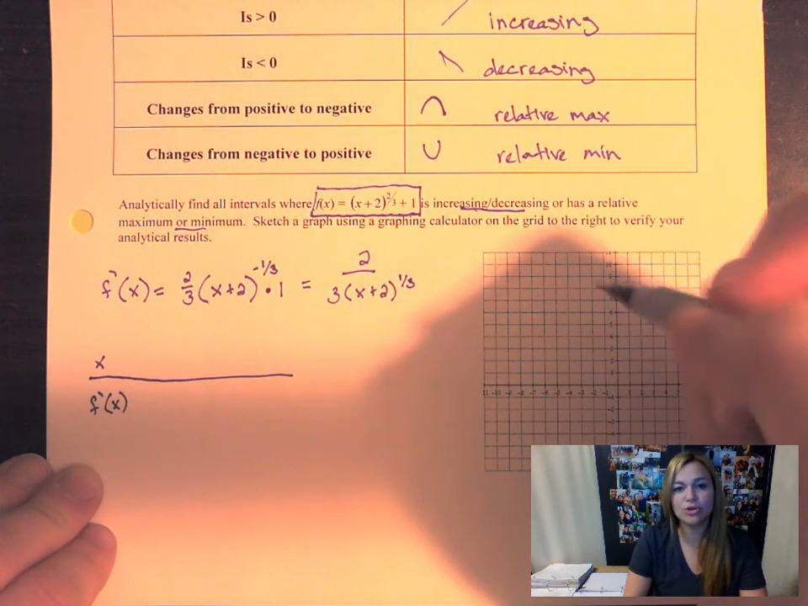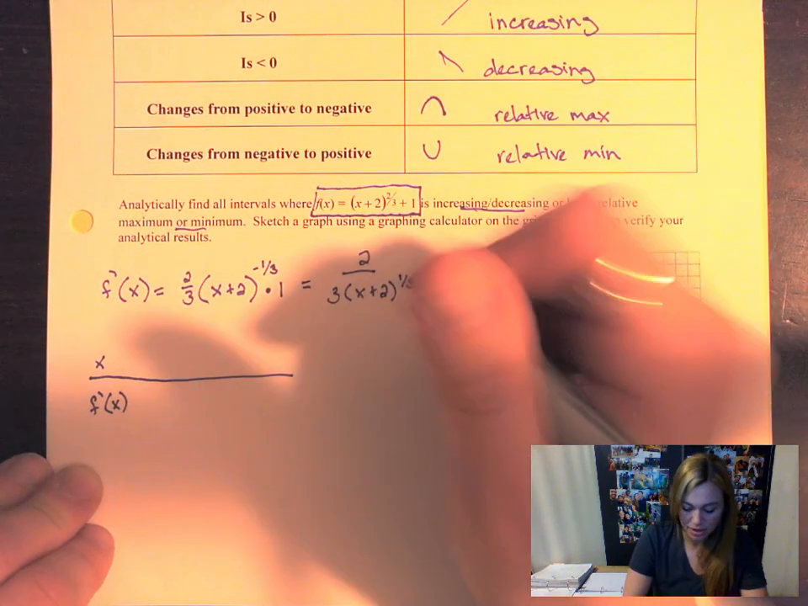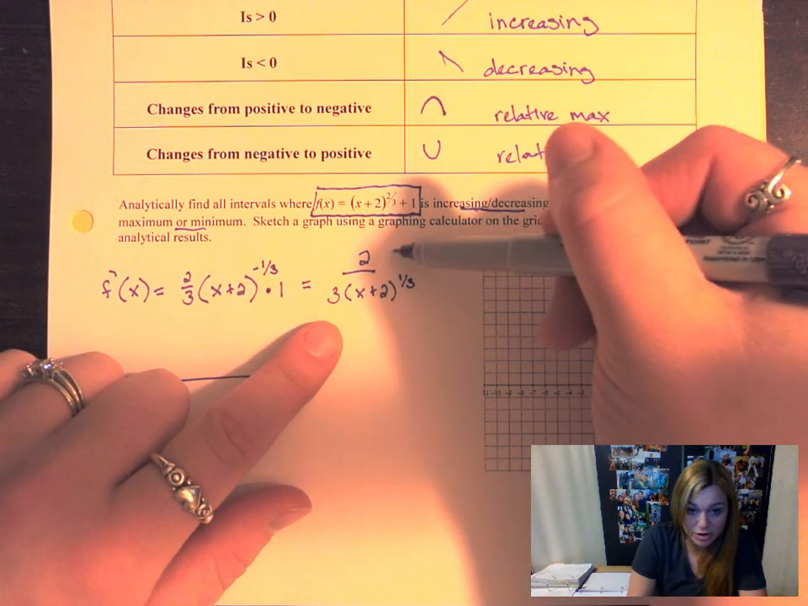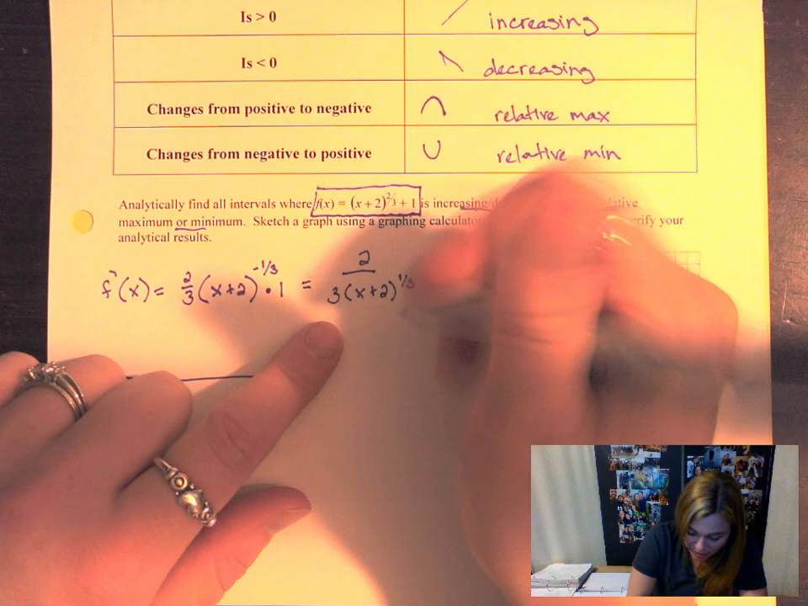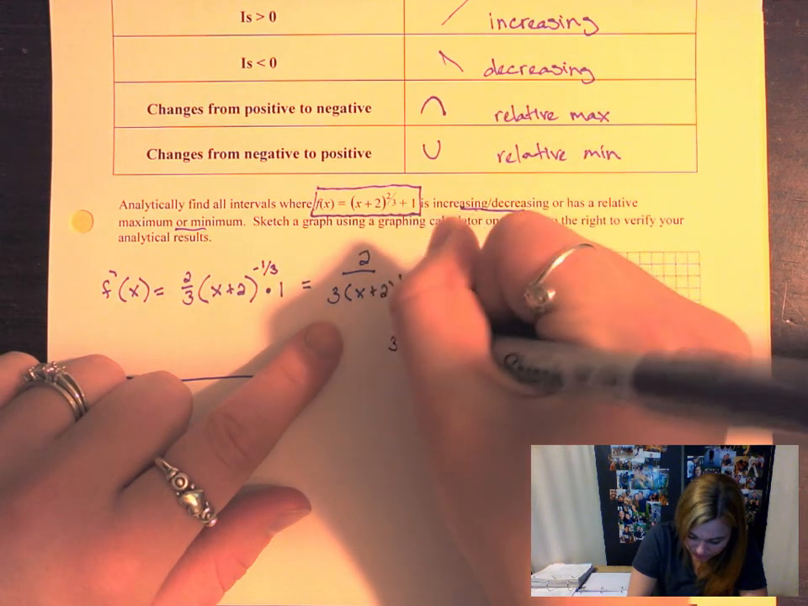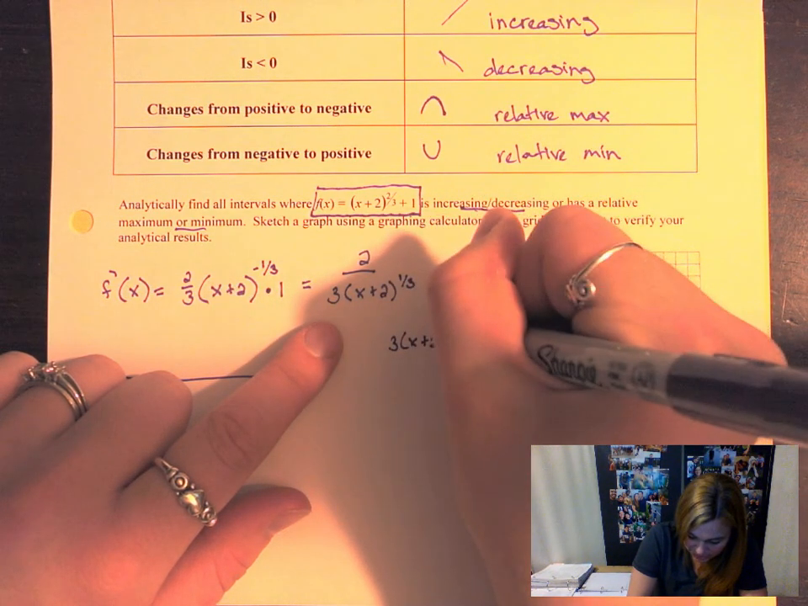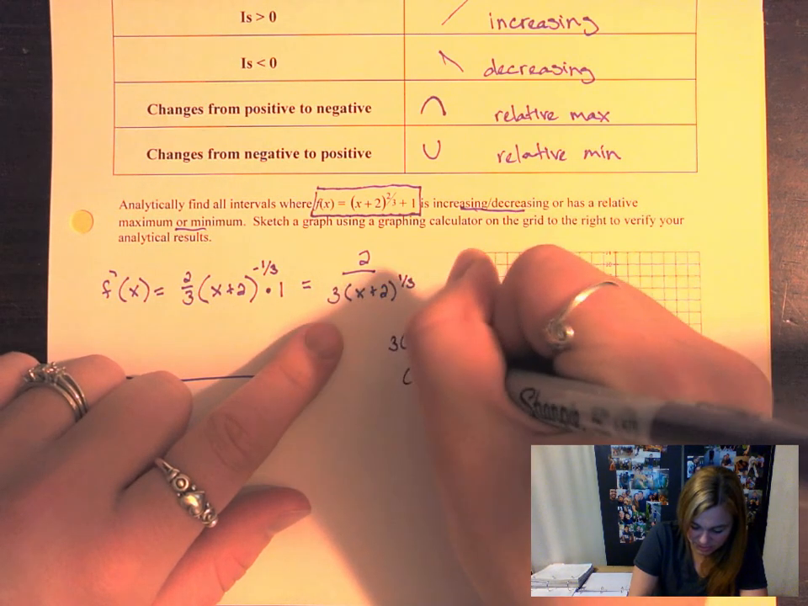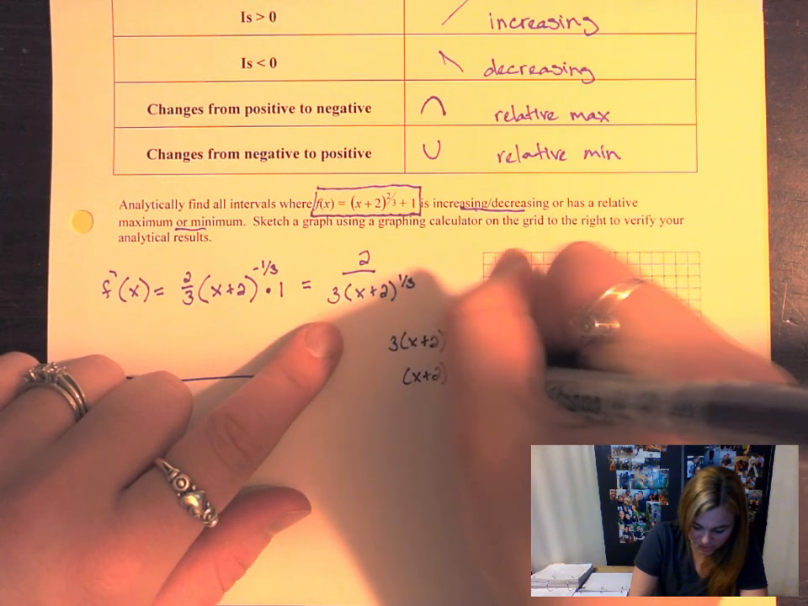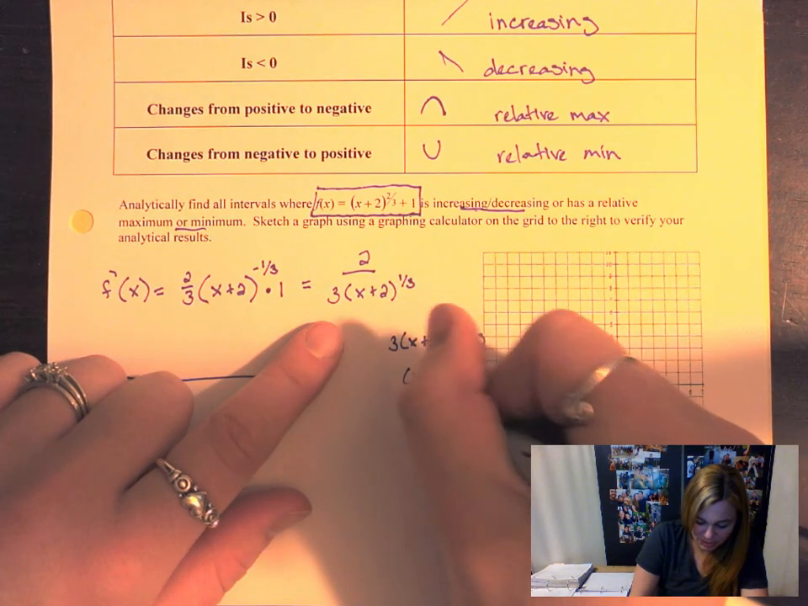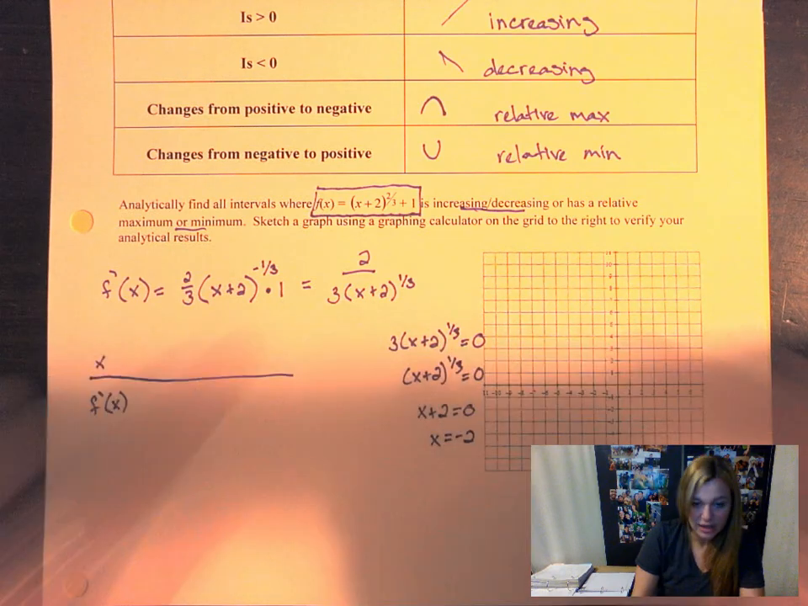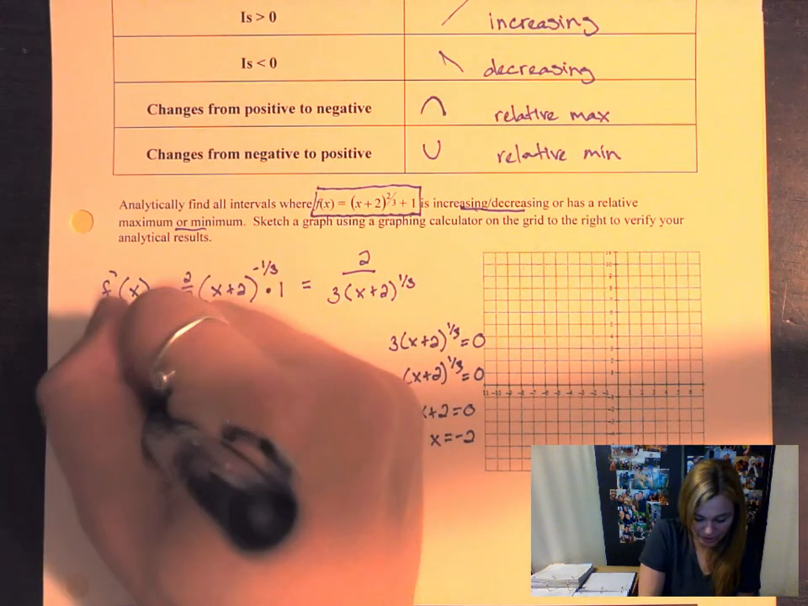These are going to be critical values for f prime. So I'm going to say, well, there's no place where this derivative is 0, because there's never a place where the numerator is 0. But the denominator is equal to 0. Divide by 3 on both sides. So we get 0. Take both sides to the 3rd power. Get 0. x is equal to negative 2. So when I'm making my chart, my critical value is negative 2.